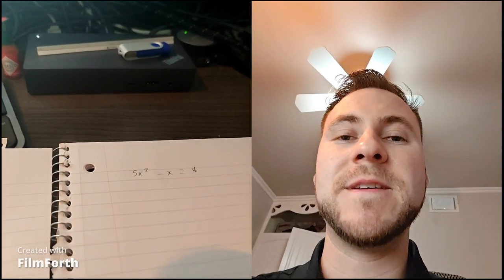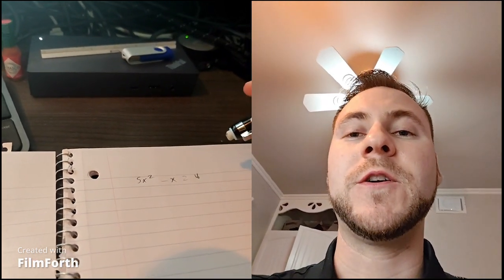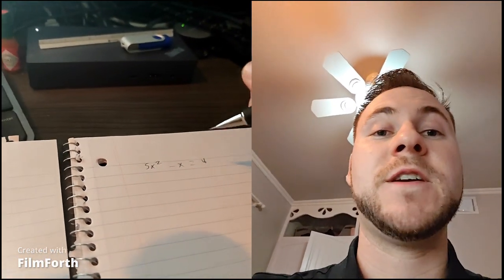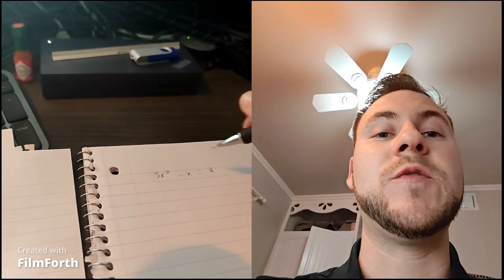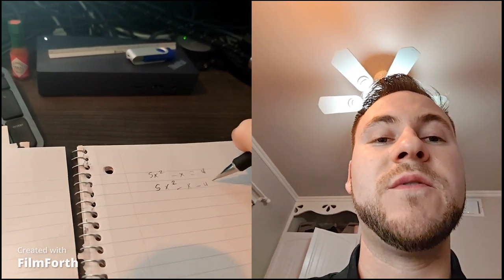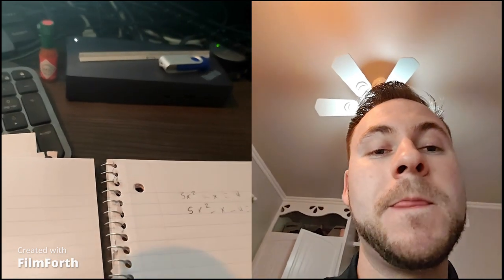Perfect. My name is Andrew Rigler, and I'm going to solve this problem from chapter 1.5 of the homework, specifically problem number 11. I'm going to use the method of factoring to solve this. And the problem I have here is 5x squared minus x equals 4. I'm going to rearrange that to 5x squared minus x, bring the 4 over, so it's a negative 4, and it's going to equal 0.